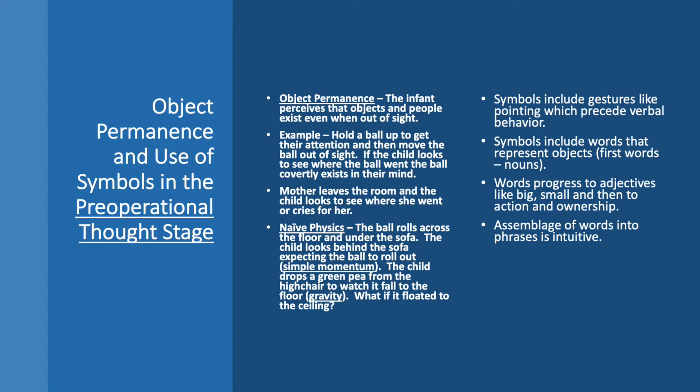So you might say, "Where's mommy?" and they'll point to mother. "Where's doggy?" and they'll point to the dog. But at that point, they may not actually be able to say the word mom or dog.